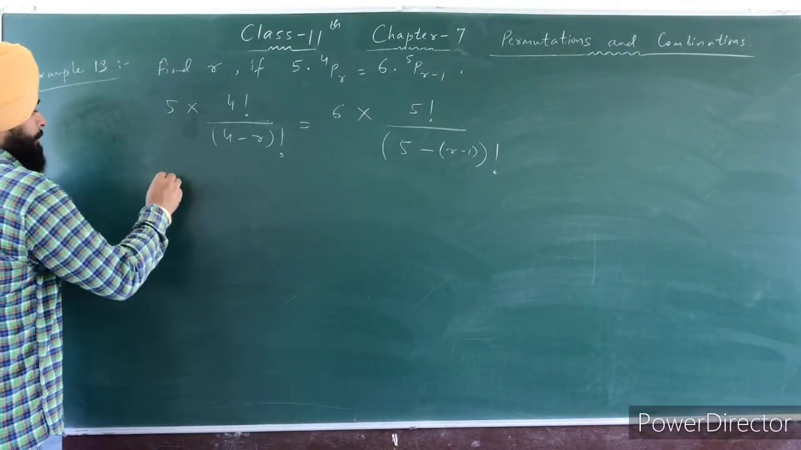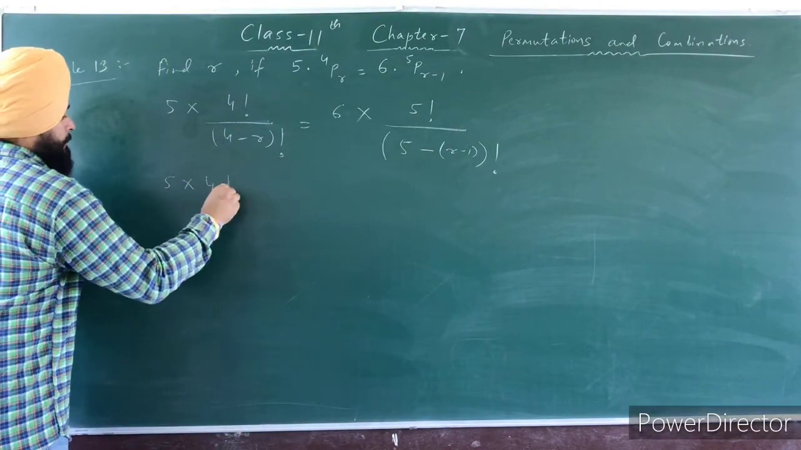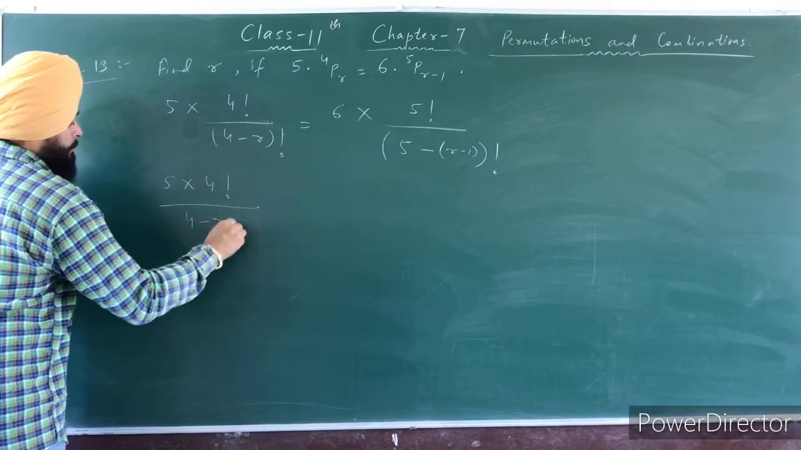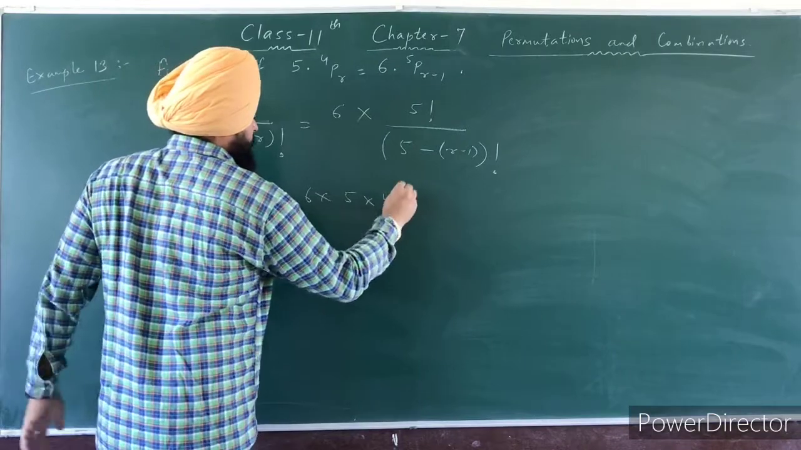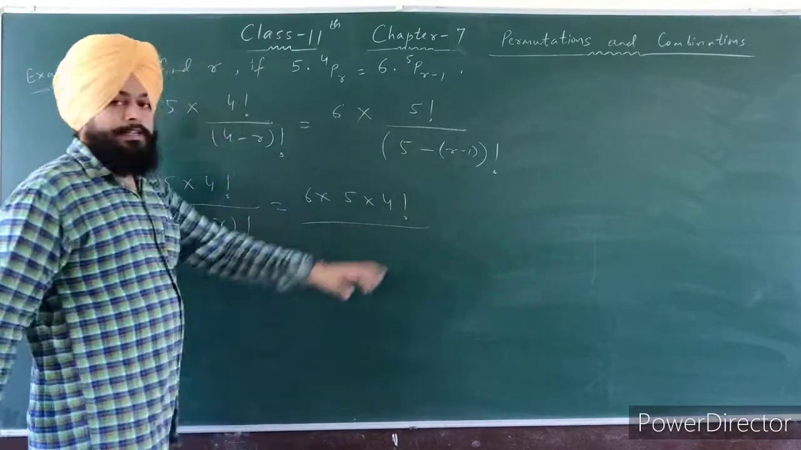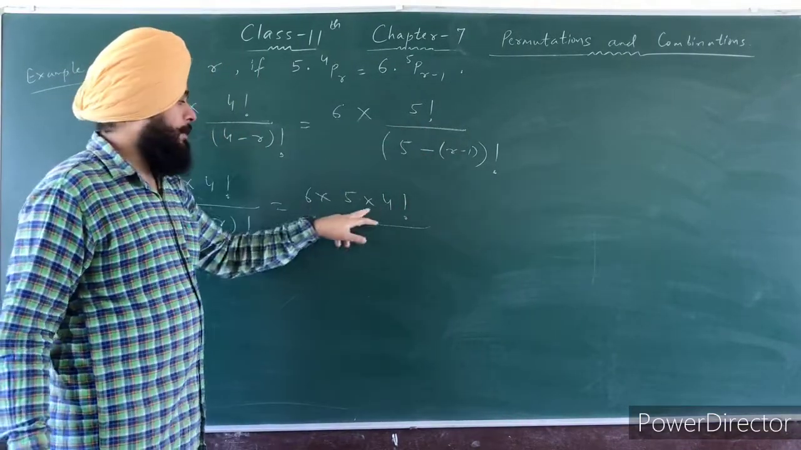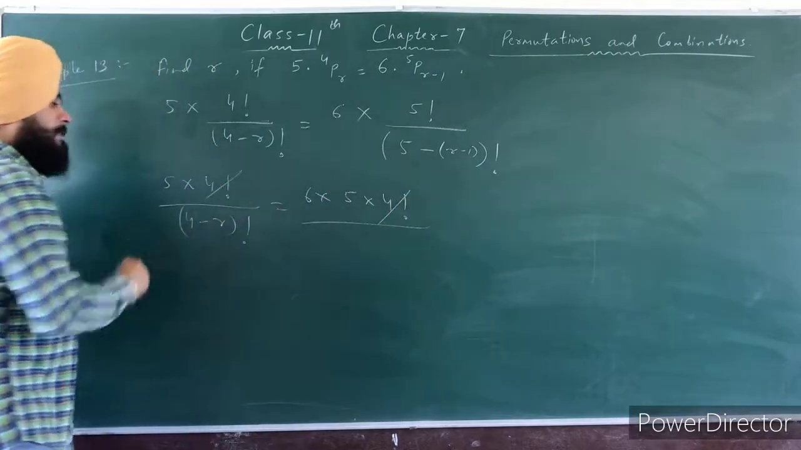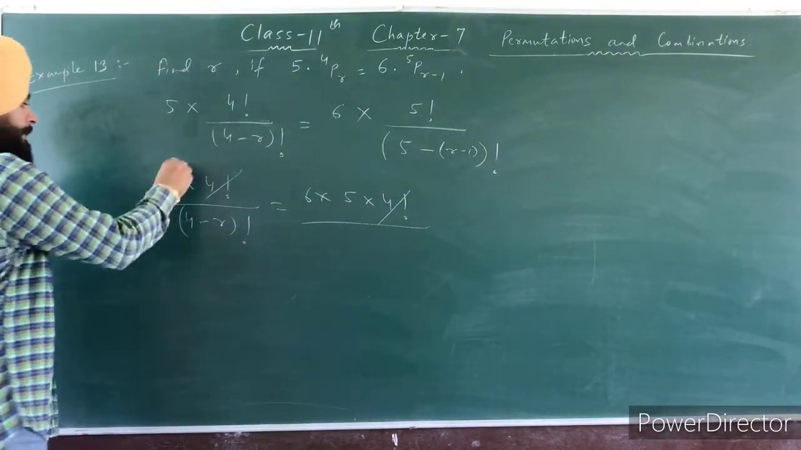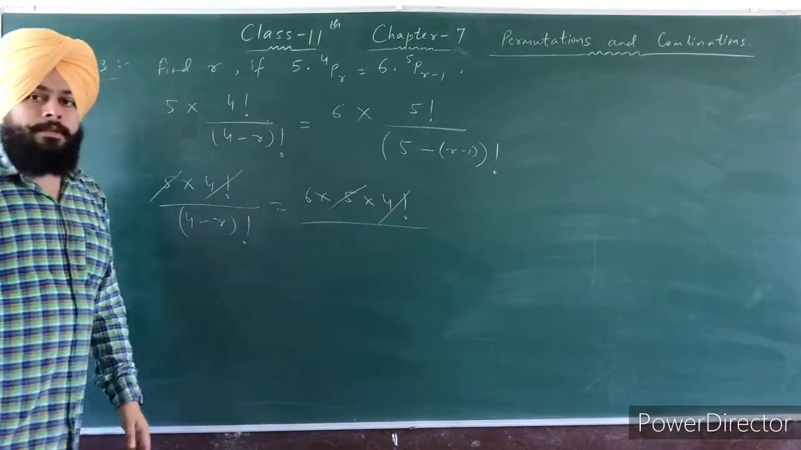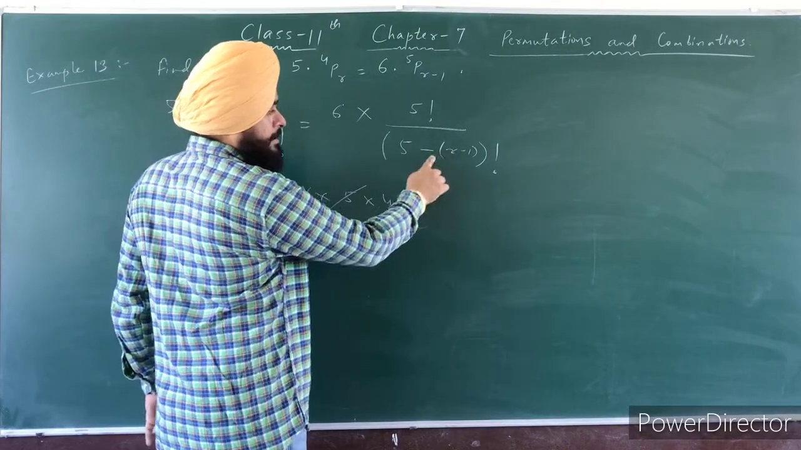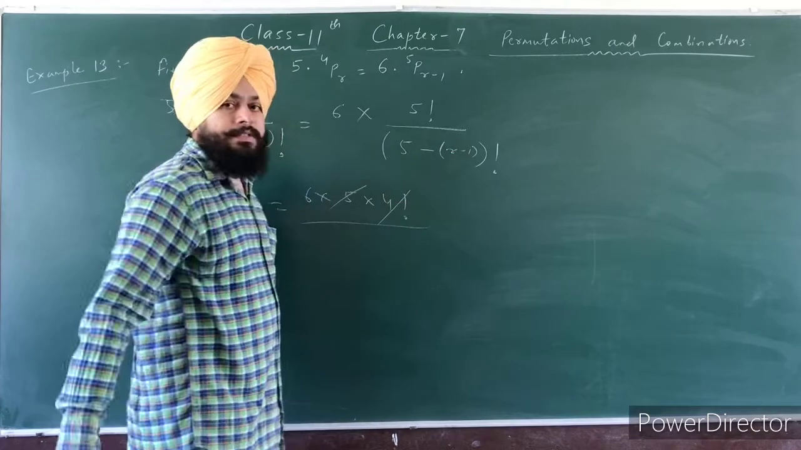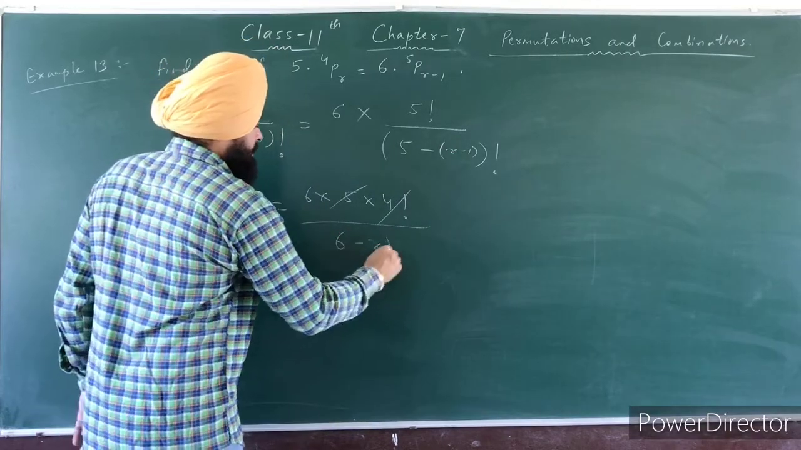Now you can write here 5 multiplied by 4 factorial divided by (4 minus r) factorial, equal to 6 into 5 into 4 factorial. You can expand this 5 factorial as 5 into 4 factorial. Now this 4 factorial is cancelled from both sides and 5 is also cancelled. Clear? Now open the brackets. 5 minus minus plus, so 5 plus 1, 6. It is (6 minus r) factorial.